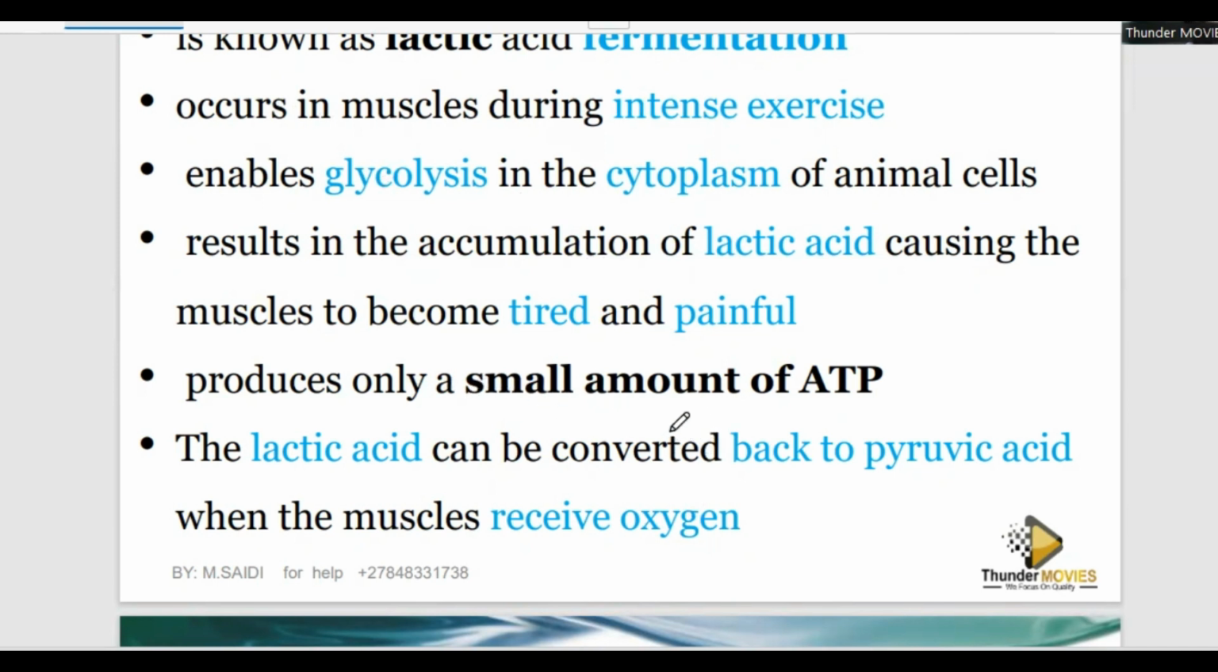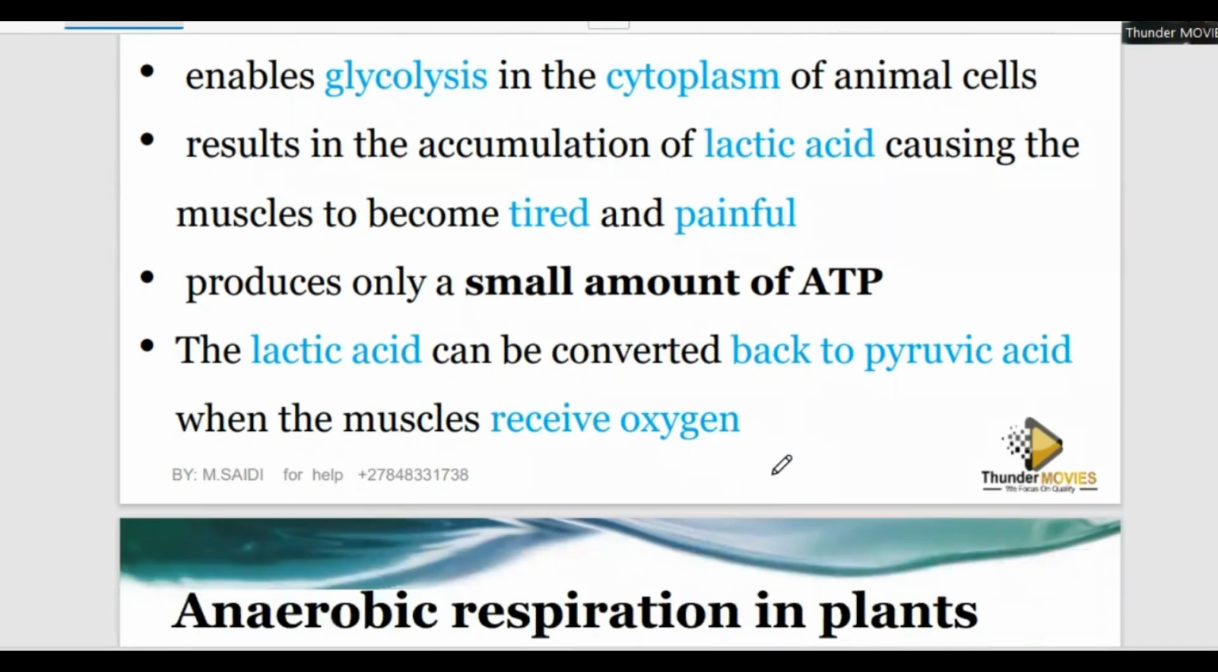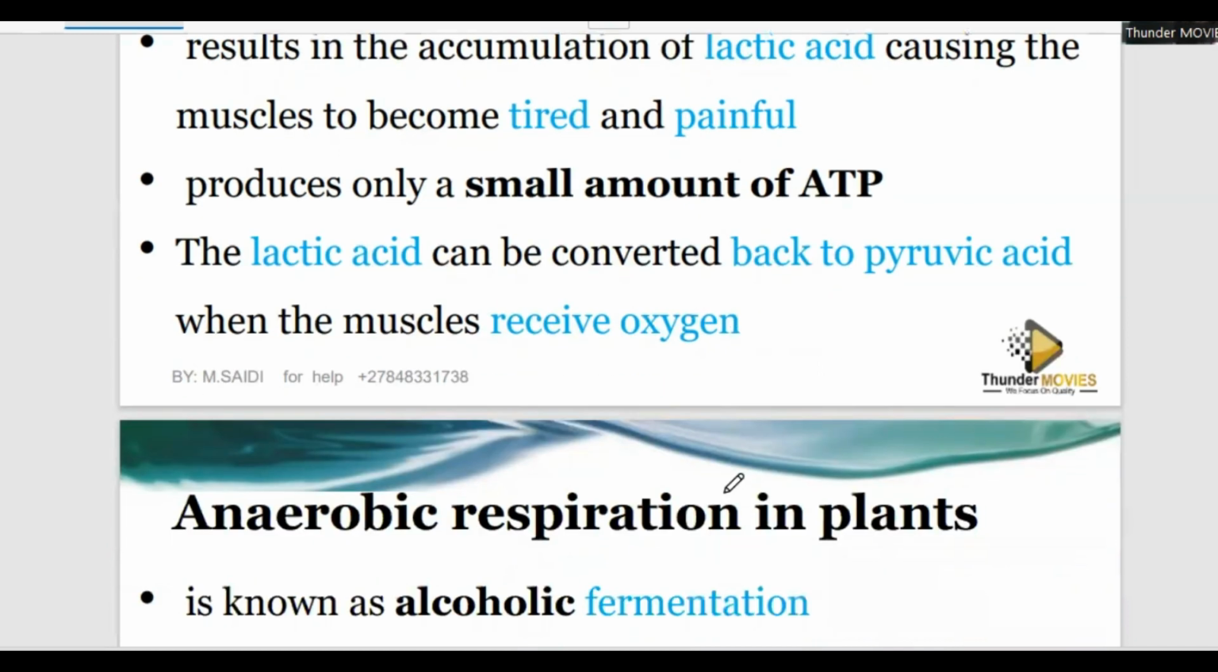We have talked about this. Lactic acid can be converted back to pyruvic acid when the muscle receives enough oxygen. Then we can take it to the Krebs cycle and oxidative phosphorylation, and the maximum amount of energy can be produced.